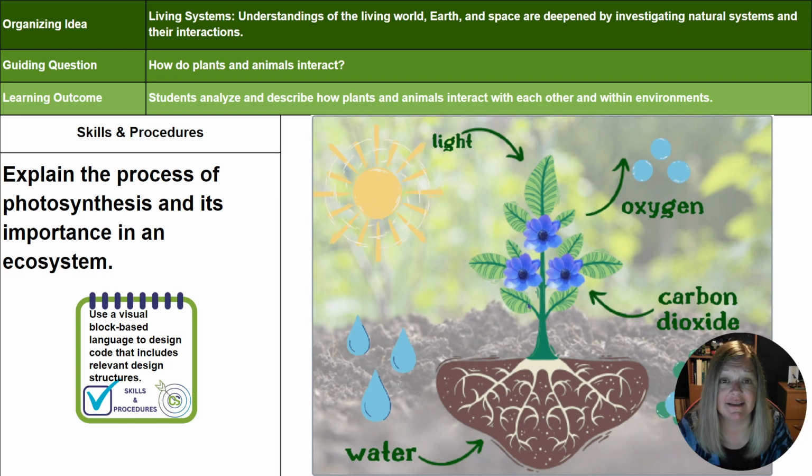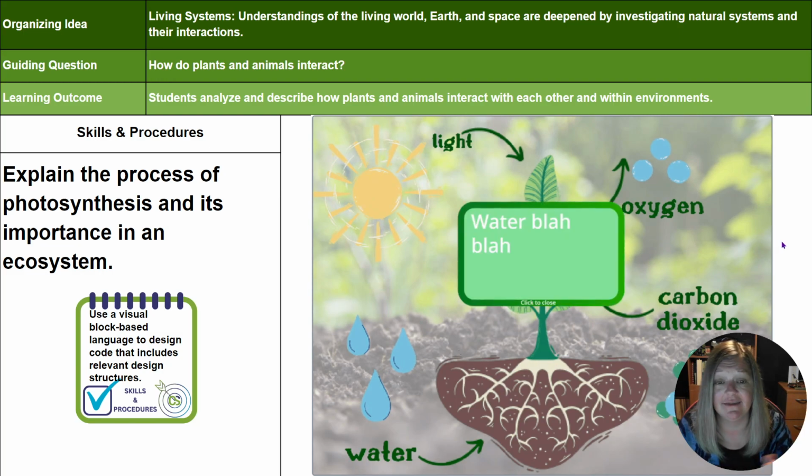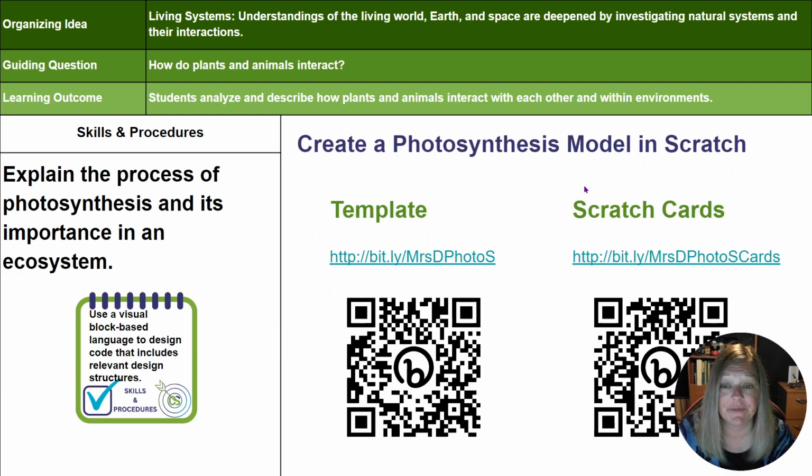They could also take the template that I've pre-created and create this exact animation. If they're not familiar with Scratch, that would definitely be the place to start. The Scratch cards have all of the instructions with all of the Scratch blocks. The template has all of the sprites and the backgrounds, but none of the code. So by taking the template and then following the cards, they would be meeting this computer science skill and procedure, and also explaining the process of photosynthesis that they have understood from their living systems.